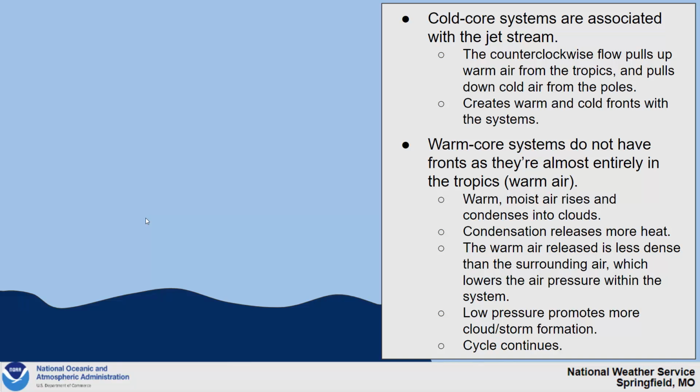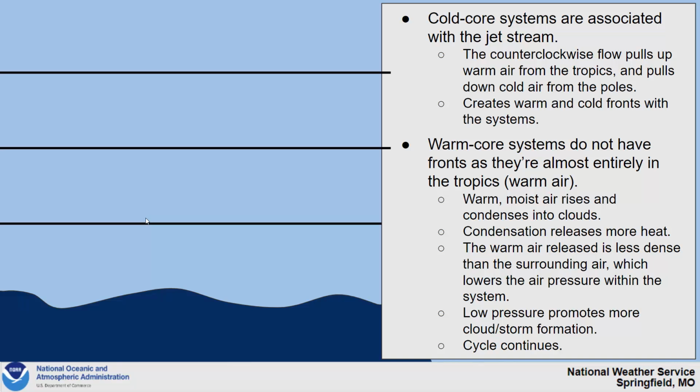On the other hand, warm core systems do not have fronts associated with them, as they usually form in the tropics, which is obviously made of entirely warm and moist air. So let's demonstrate how this works. Imagine these black lines are lines of constant pressure. So for example, the bottom line might be 1,000 millibars, and the top line might be lower at 700 millibars. So just showing you going up in the atmosphere.